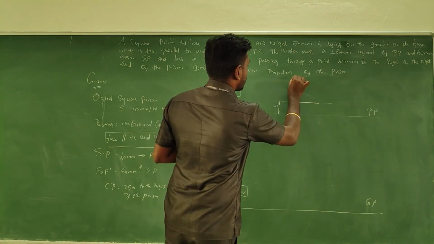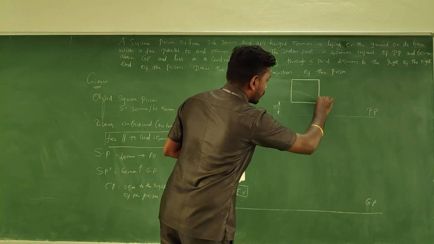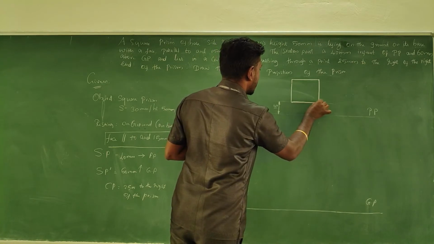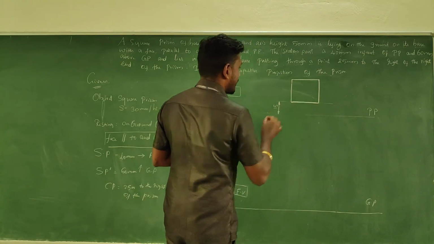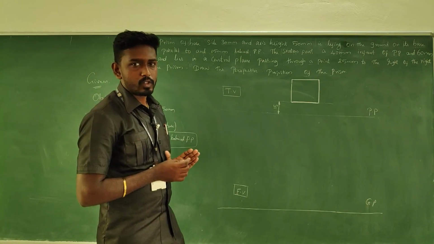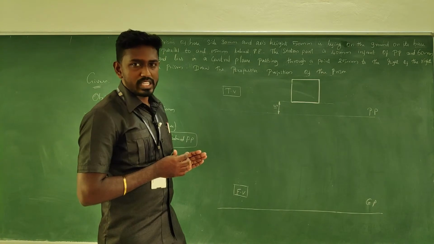Then just have a horizontal line, something like this, and close it off, and make sure all these four sides are with an equal measurement of 30 mm. So this is how you will get the object. What is next? Next, give the notation.